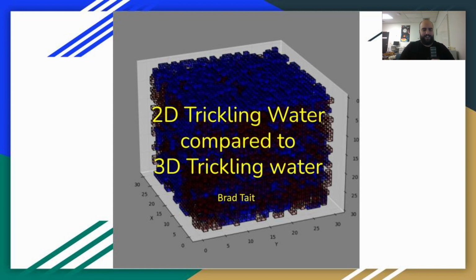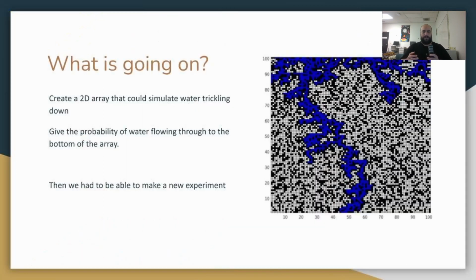This is a presentation on trickling water when comparing it through a 2D array compared to a 3D array. So we were given a class assignment to make a 2D array that would simulate water trickling through a porous substance. And we would have to make the array ourselves by making either a fixed porosity or a fixed probability array, where you'd put in a probability of how porous the array would be, and then it would quickly simulate a newly generated array, and then also make the water trickle down.